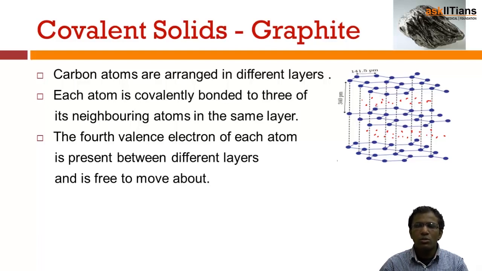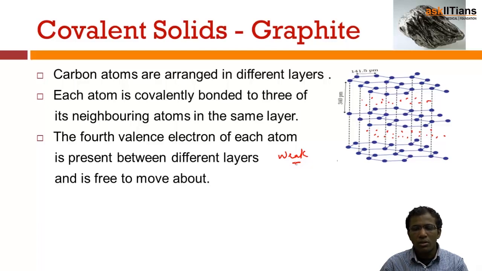That is the weak van der Waals force of attraction. Okay, so these layers are held together by weak van der Waals forces of attraction. So since these van der Waals forces are weak, the layers can easily slide one over the other. So that's why graphite is soft.